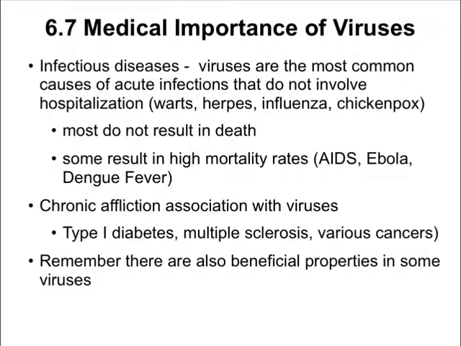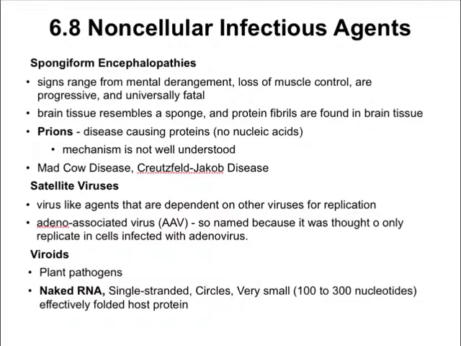Also, we're starting to understand that there are some chronic afflictions that could be associated with viruses. For example, type 1 diabetes may have some association. Multiple sclerosis may also have a viral association, and certainly some cancers these days we're recognizing. Remember though, there are also beneficial properties in some viruses, so they're not all bad.